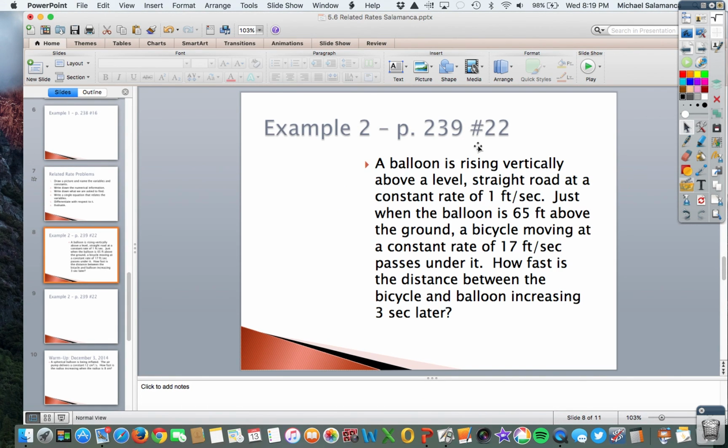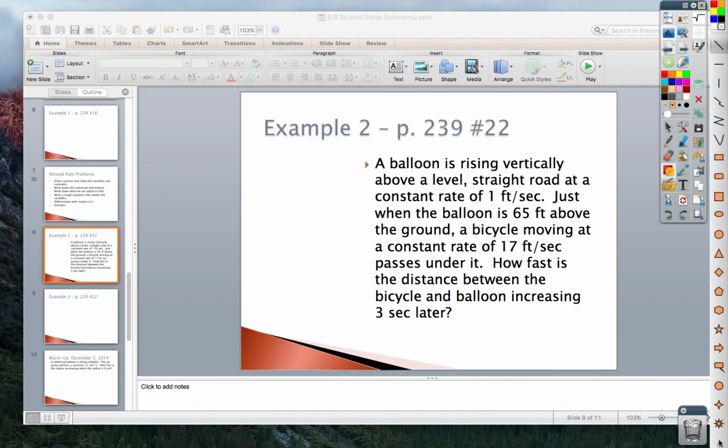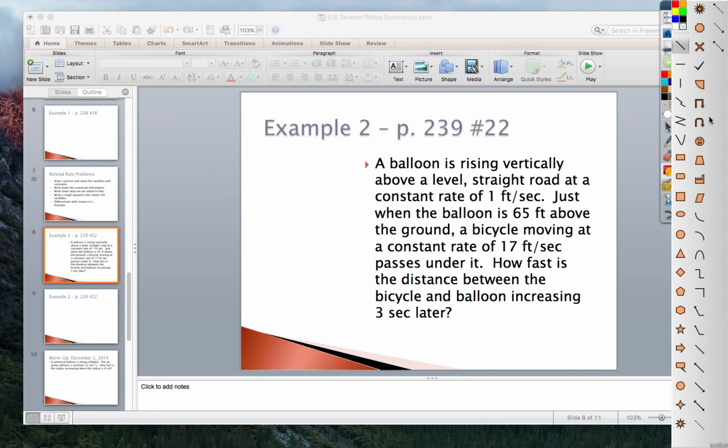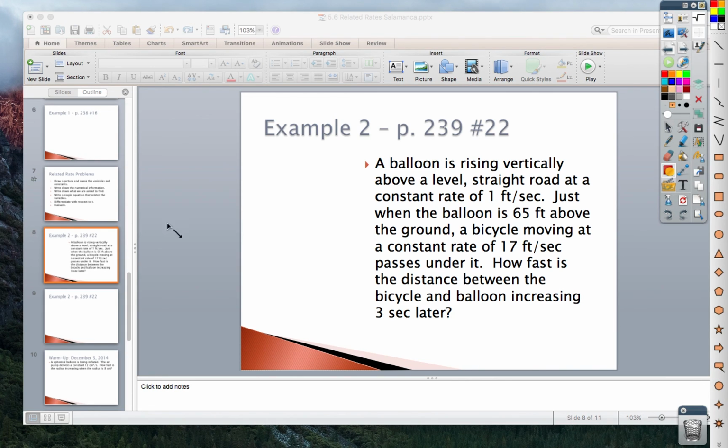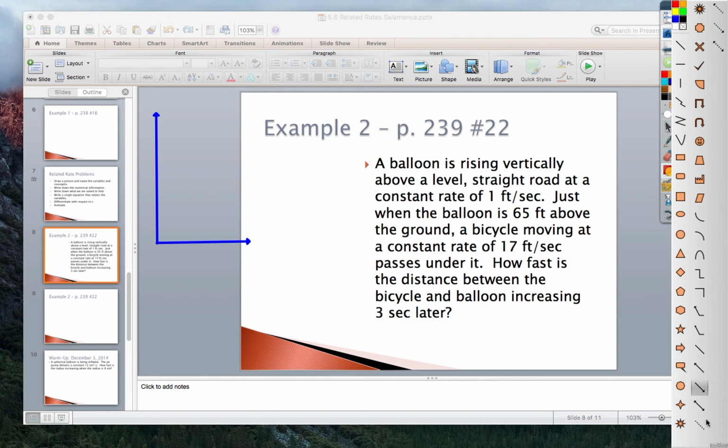So let's look at another problem here. It says a balloon is rising. A balloon is rising vertically above a level, straight road, at a constant rate of 1 foot per second. So here's our balloon rising. Just when the balloon is 65 feet above the ground, a bicycle moving at a constant rate of 17 feet per second passes under it. How fast is the distance between the bicycle and the balloon increasing 3 seconds later?